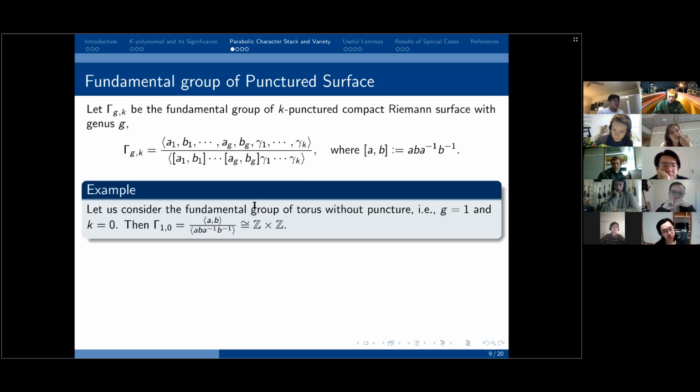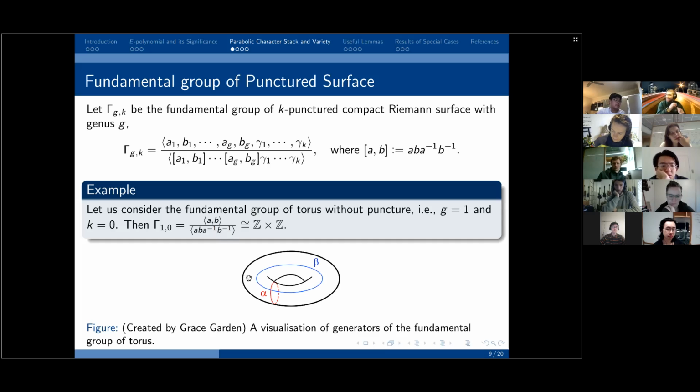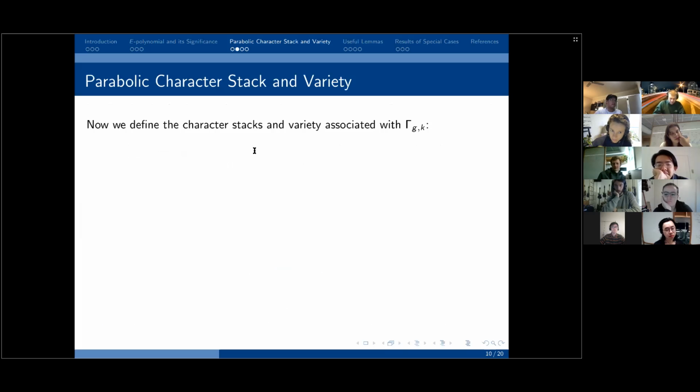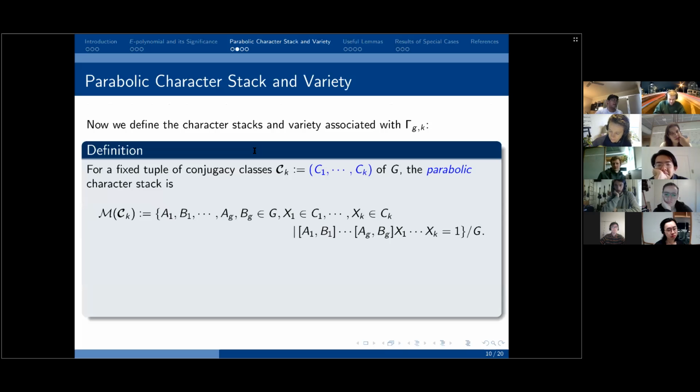And as a simple example, we can find the fundamental group of the torus without puncture, which means that g is 1 and k is 0 in the above statement. And that is the same as this one, which is isomorphic to Z times Z. And this is a visualization of this fundamental group, Gamma_{1,0}. So with this fundamental group, we can now define the parabolic character stack and variety.